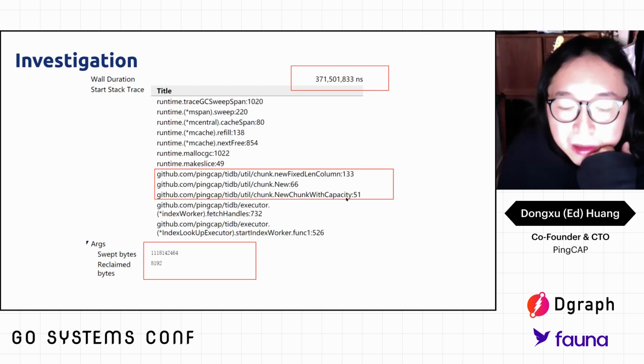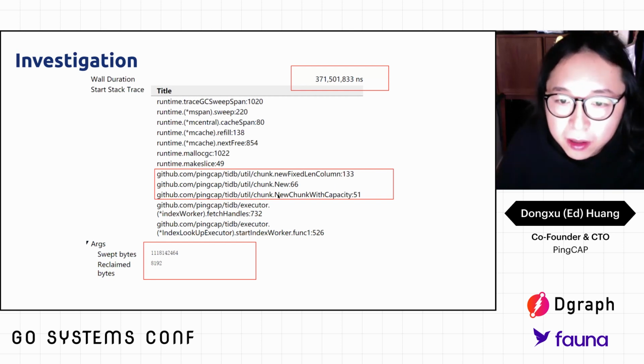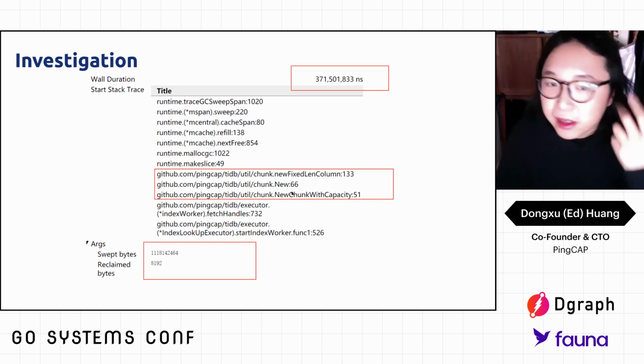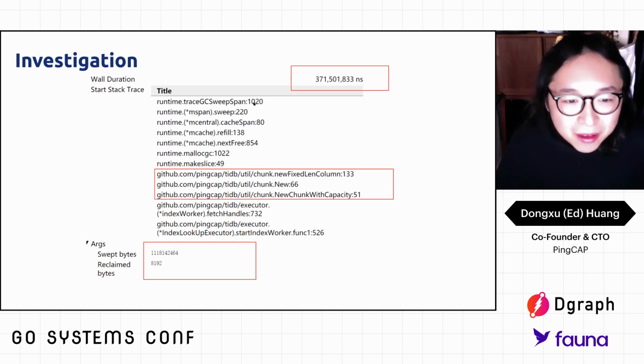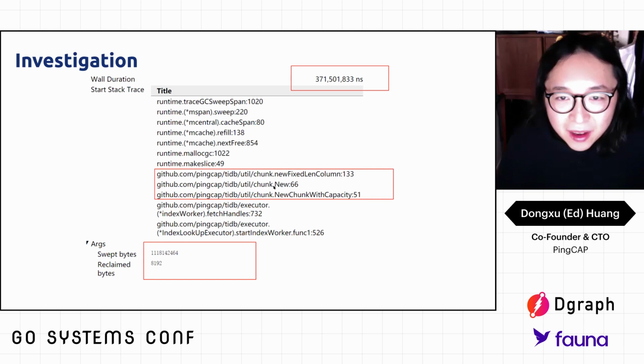As you can see, this is our application code here. We just called a very normal new function to allocate memory, and then the call stack jumped to the GC part. This simple function call takes nearly 317 milliseconds. It is very unusual.